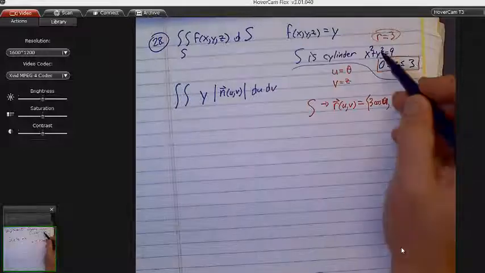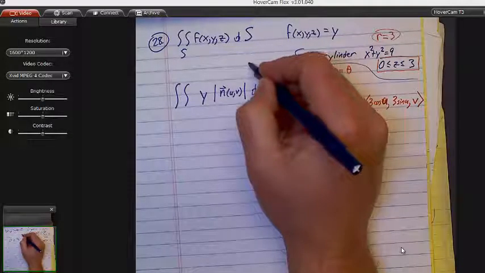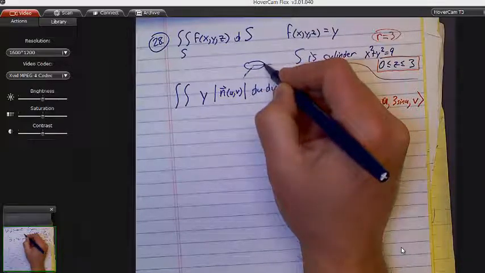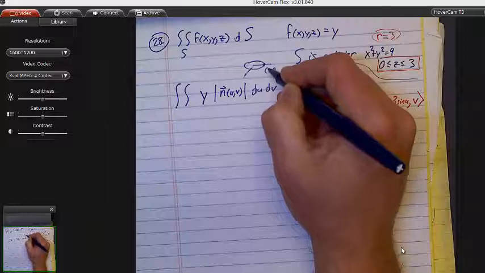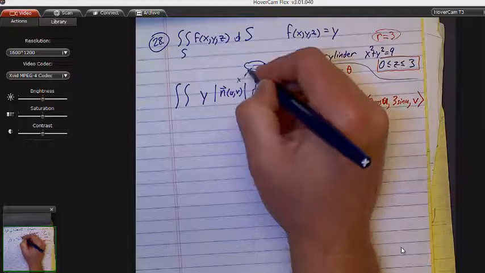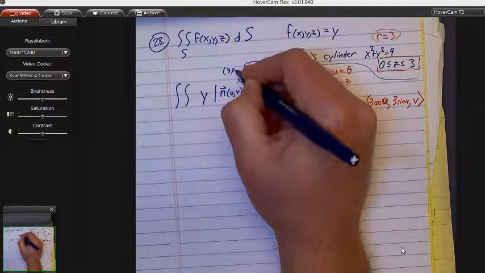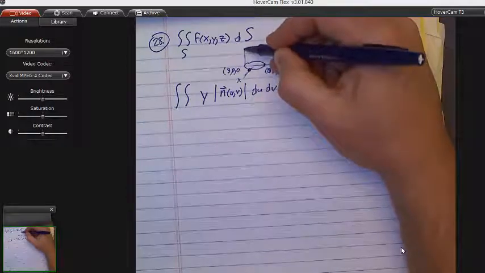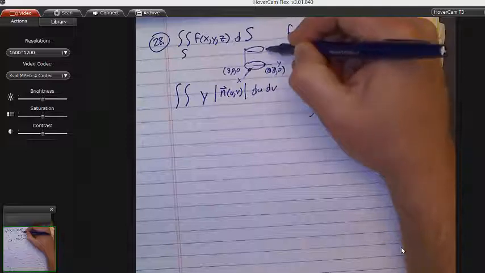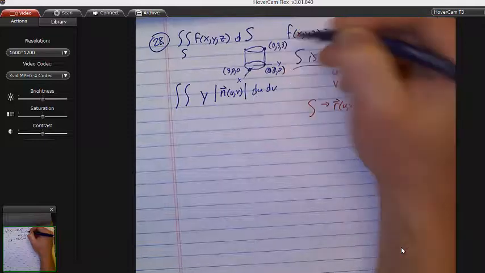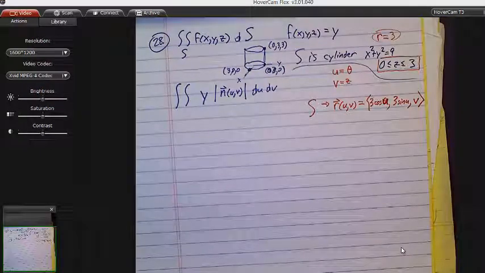Well, I have x squared plus y squared is 9. I know that's a circle, so I can picture it on the xy plane. This is 0, 3, 0, because that's usually the y-axis. And this is usually the x-axis, so that's 3, 0, 0, because my radius is 3. But also the cylinder has a height of 3. So up here you would have 0, 3, 3, right? So that's the surface itself.